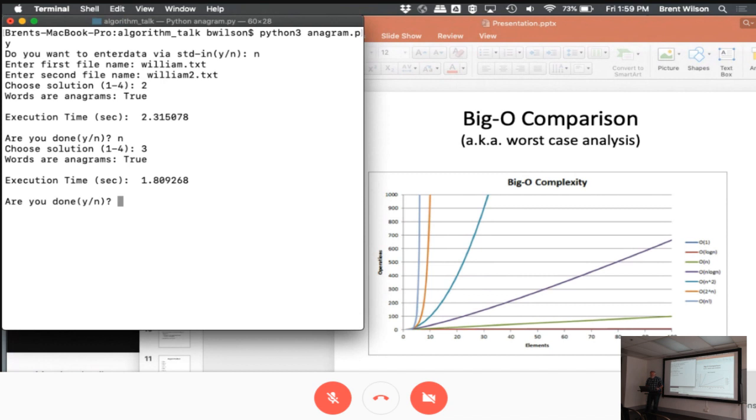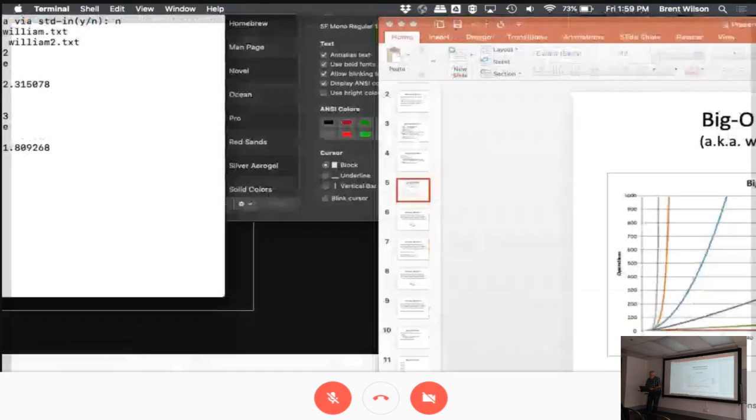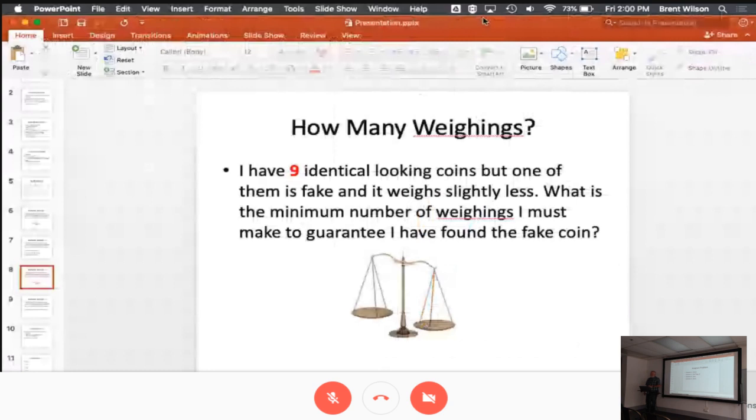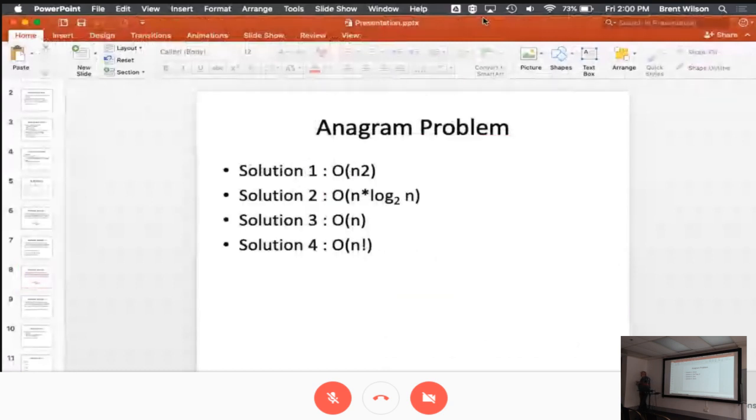So what are these algorithms? Let me tell you what each one is. I'm going to describe how I solved it. The first one is the n squared. At small amounts, it worked pretty fast. The second is an n log n algorithm. The third is an n, and the fourth is the n factorial, which is just horrible.